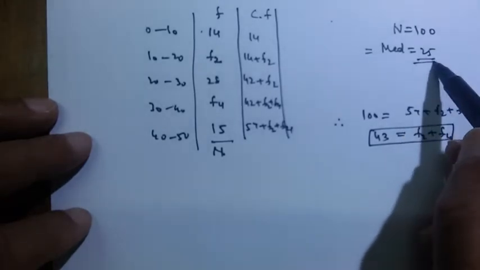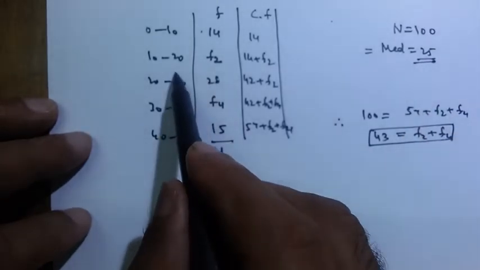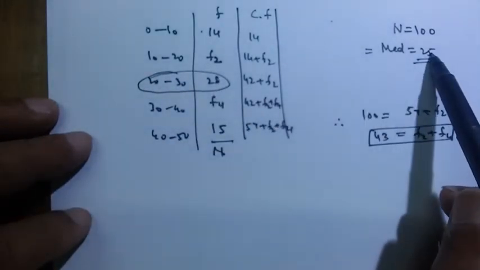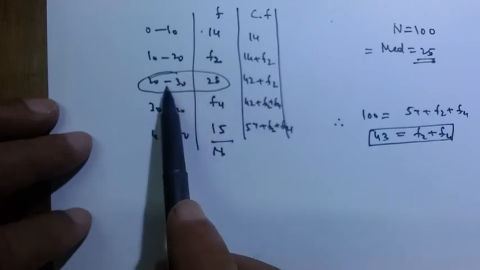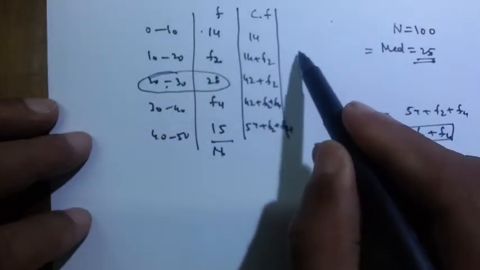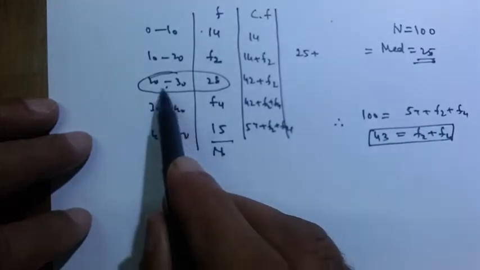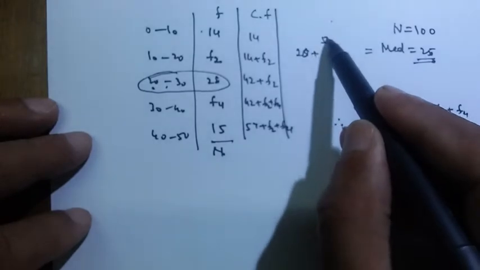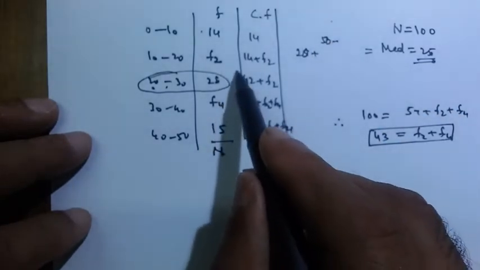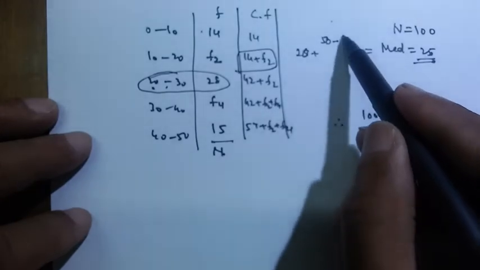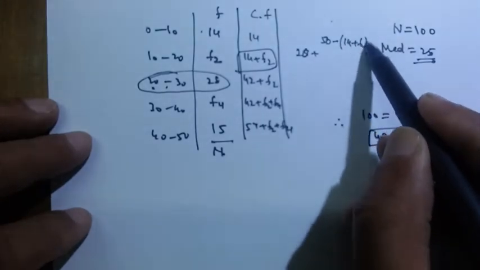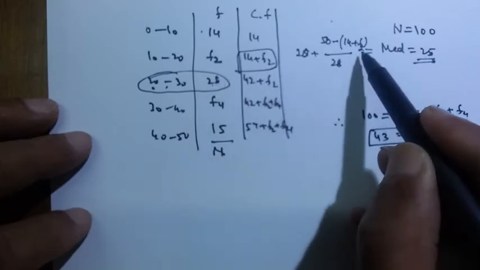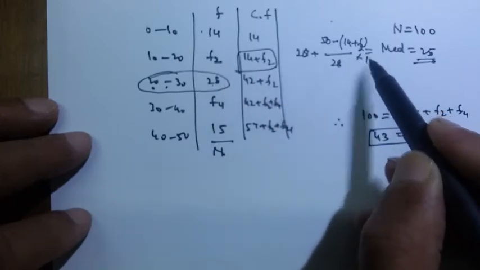Here the median is given. He says the median is 25. Therefore, my median class is this one, and the median 25 naturally lies here. So using the formula, the lower limit is 20. Then n by 2 is equal to 50 minus the cumulative frequency of the previous class, 14 plus F2, divided by the frequency of this class, 28, and multiplied by 10.